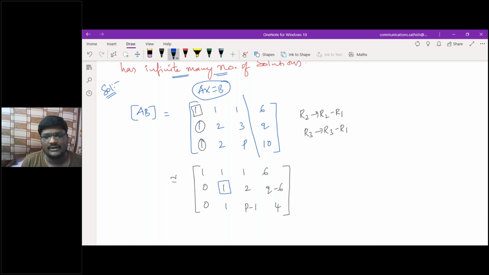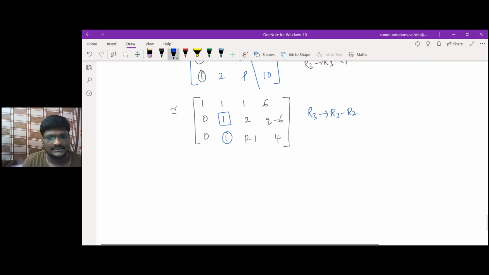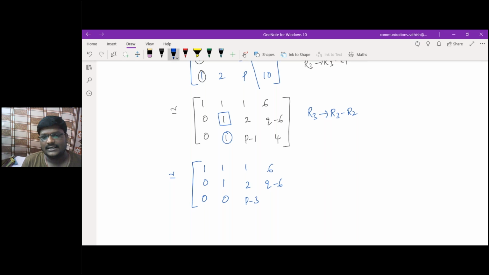Then again, by using this element, I want to make this a 0. So that is R3 as what, ma? R3 minus R2. Then if I do that, what will I get here? Which is 1, 1, 1, 6. This is 0, 1, 2, Q minus 6. Then this is 0, 1 minus 1, 0, P minus 1 minus 2, which is P minus 3. Then 4 minus (Q minus 6), which gives you 10 minus Q, na? Yes, sir. Am I correct?